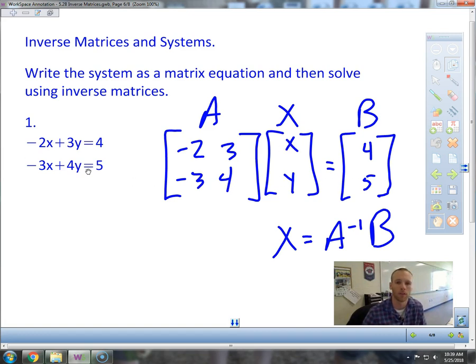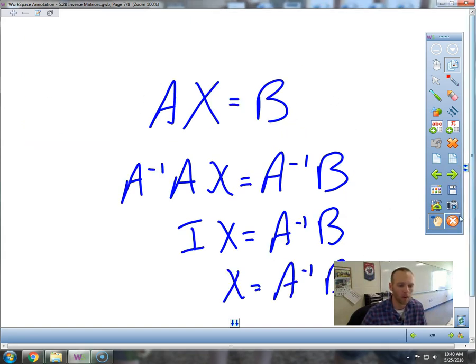That's our second equation. Because of the way that matrix multiplication is defined, we can easily take a system and write it as a matrix equation. So we have A times X equals B. And right here I worked us through that.